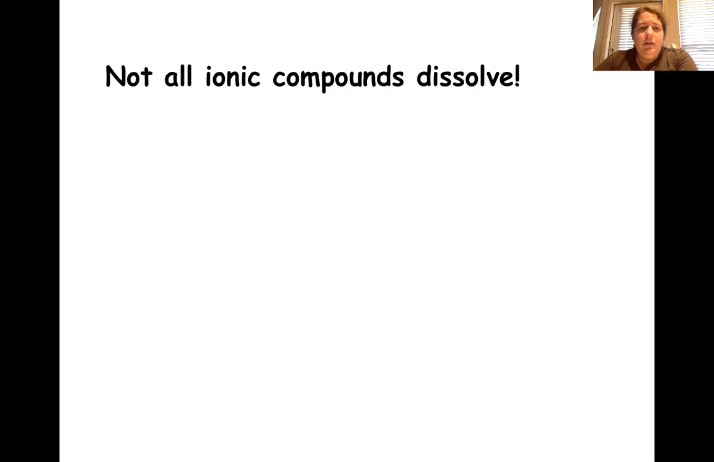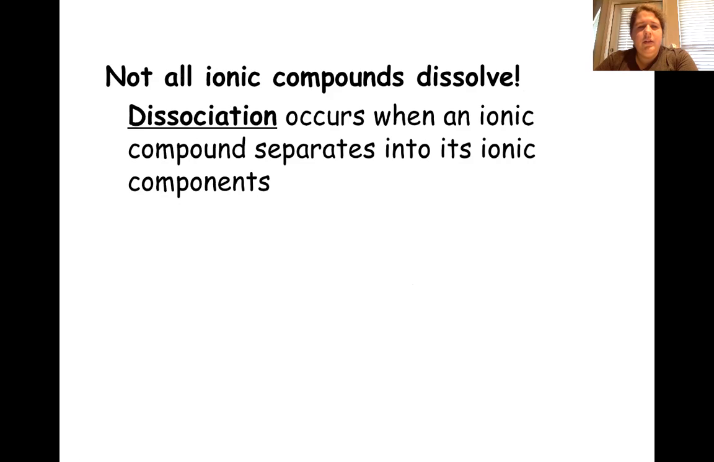So not all ionic compounds can dissolve. Some of them will actually not separate when they're put into water. Dissociation, or separation, occurs when an ionic compound separates into its ionic components. If you watch my electrolyte video, I talk about dissociation based on strong, weak, and non-electrolytes. A strong electrolyte would be when an ionic compound completely separates. A weak electrolyte is when it kind of separates, and a non-electrolyte is when it never separates.